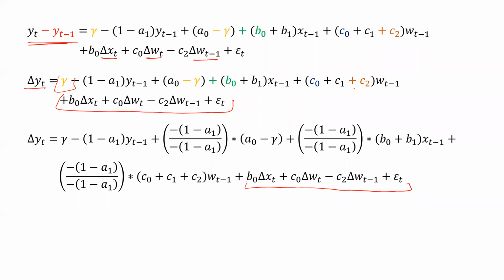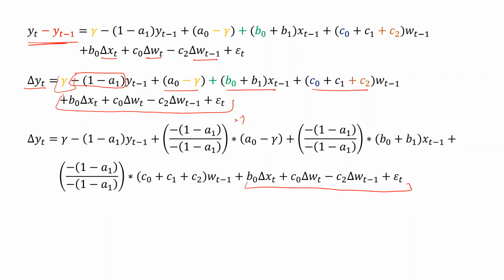I need to rearrange this in order to get the terms that the ECM representation requires. In order to do that, I will take this coefficient of yt minus 1, so -1 minus a1, and I am going to multiply and divide each of the terms that I have here by this term. Of course, multiplying and dividing by the same term is equivalent to multiplying by 1, which again will not mess with the balance of this equation, but will allow us to do something. So yeah, that's what I'm doing.